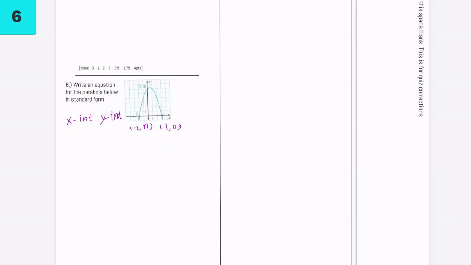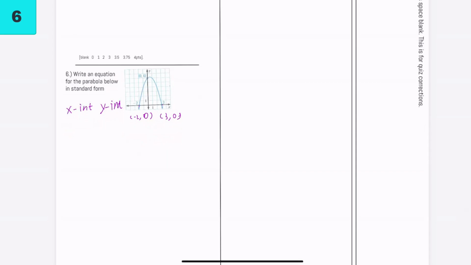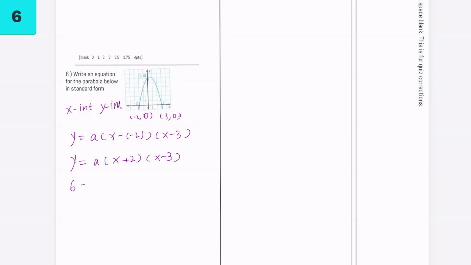If we use factored form first, we can use these x-intercepts directly, right? So y is equal to a times (x minus 2) times (x minus 3). So y, or f(x), is actually equal to a times (x plus 2) times (x minus 3). And then we just need to put the y-intercept into this equation. So when x is 0, y is 6, right? So 6 is equal to a times (0 plus 2) times (0 minus 3).